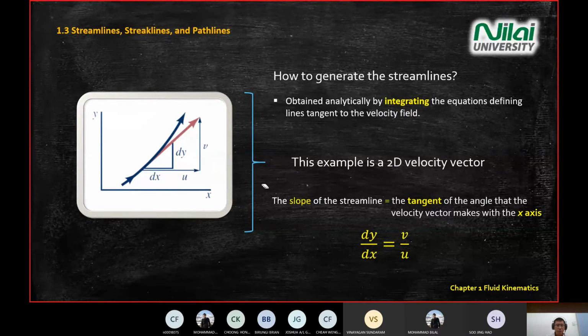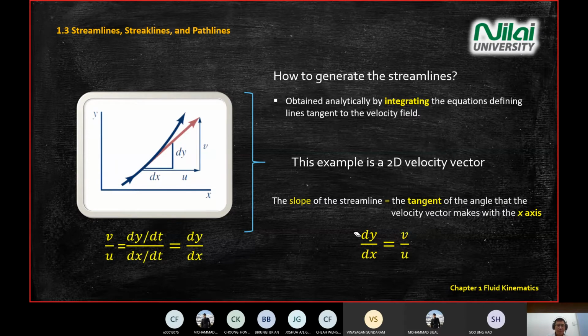Now, this slide shows you the first step to generate the streamline. We get the slope and the tangent equation. The slope dy dx is fixed already, it's mathematics. The only change is the vector form. The tangent depends on the axis, in this case y and x, so we have v divided by u. Make some special notes in your notes that you need to focus on the axis. These two depend on the axis.